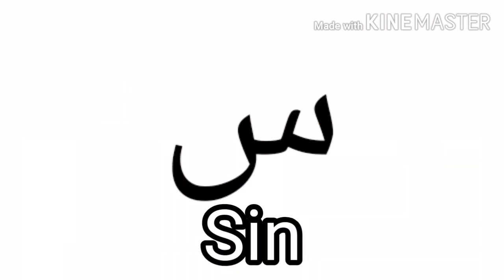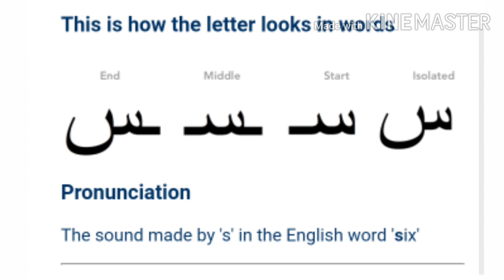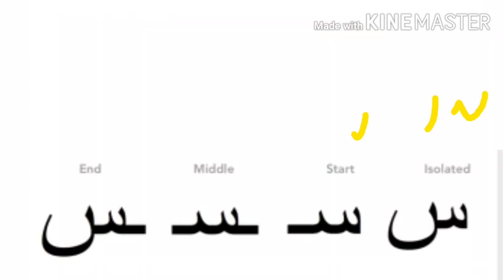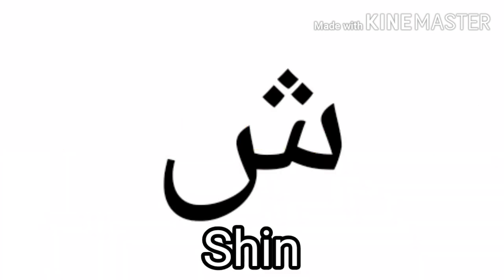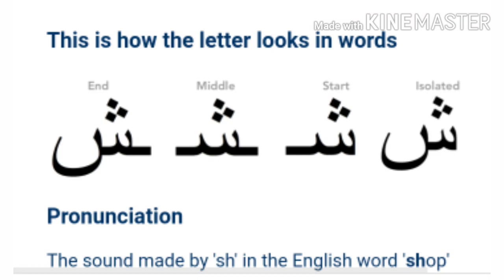Next is Seen, which makes the S sound and it's a W followed by a big curve. So here's how to write them in all the forms. Next is Sheen, which makes a SH sound like in shout out. And it's the Seen, but it has 3 dots on top. So here's how to write them in all the forms.